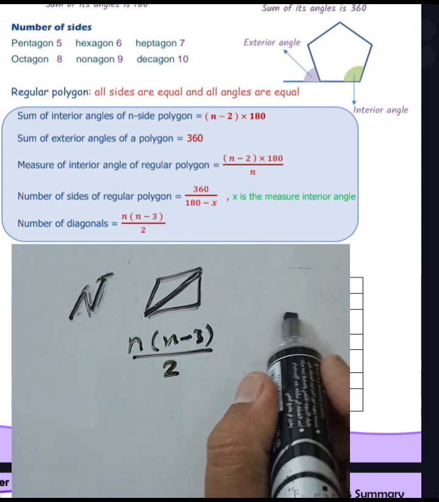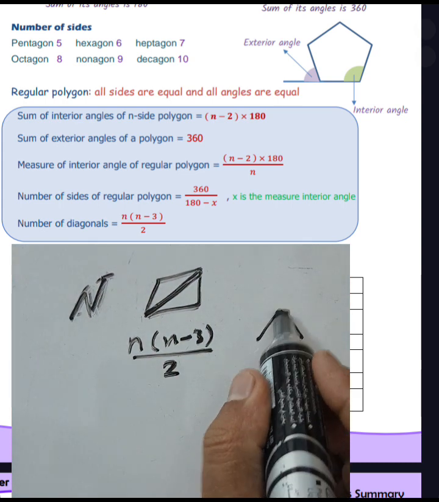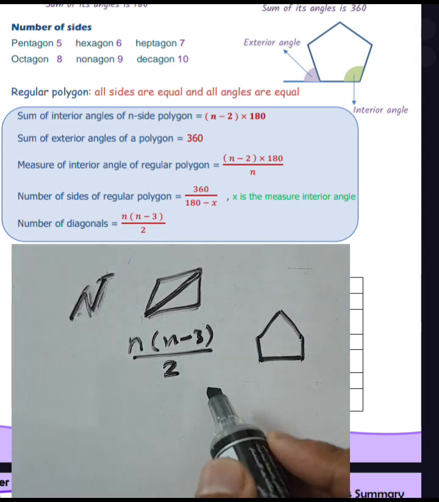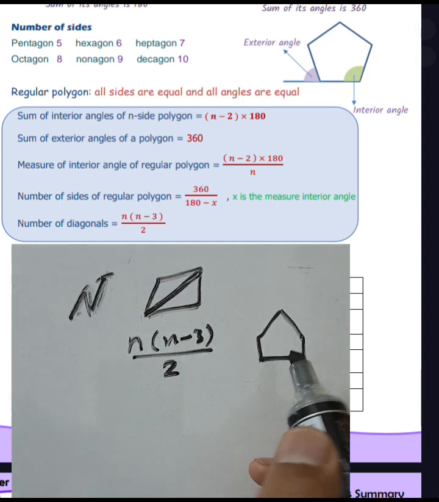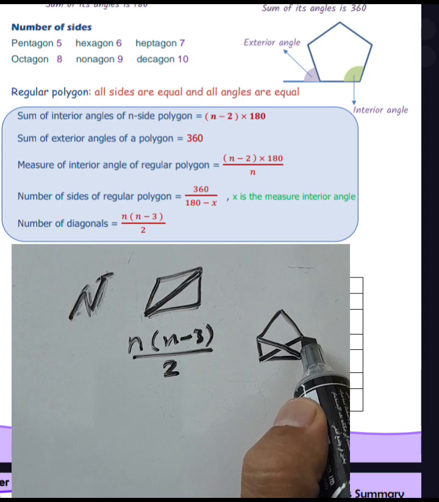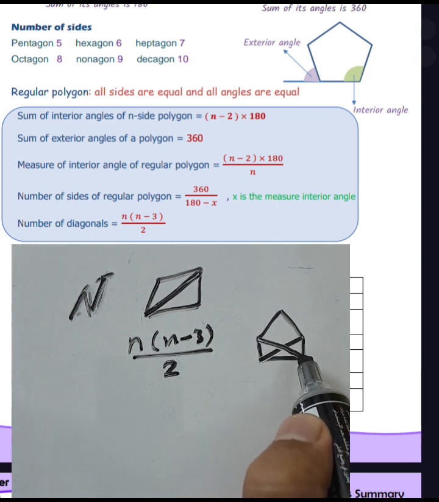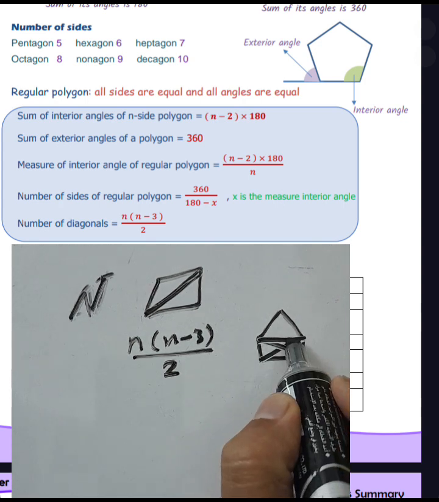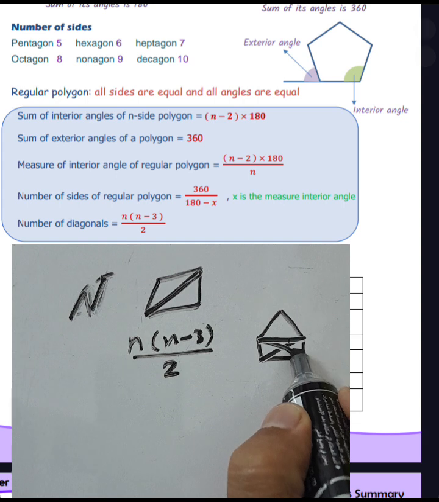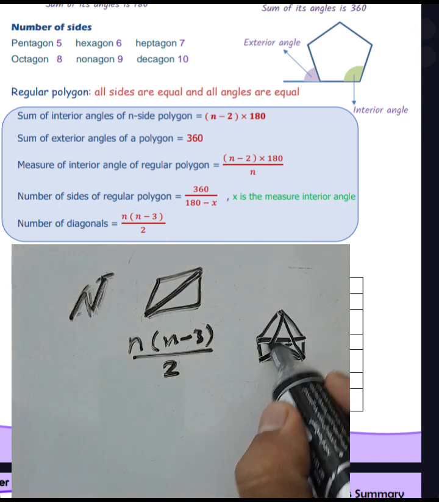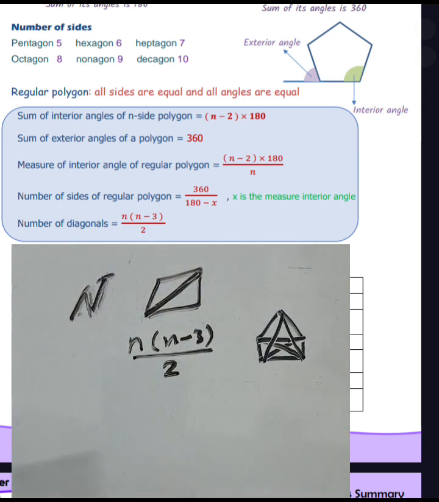Look at the pentagon. We have 1, 2, 3, 4, 5. In this pentagon, the number of sides equals the number of diagonals. It's a special case. How many diagonals are here? We have 1, 2, 3, 4, 5. Okay, 5 diagonals.